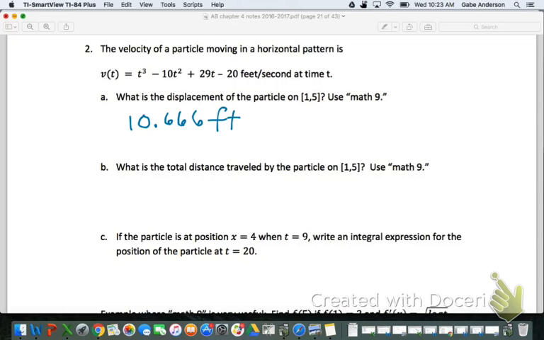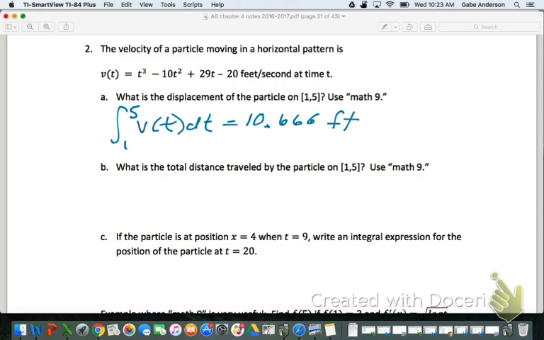You have to show what you did. And here's how you show what you did. It's what we wrote down earlier. You simply have to write this. Show me what you put in the calculator by writing integral from 1 to 5 of v of t dt, and then you can put 10.666, whatever it was, feet, and now you get full credit. So you must show the definite integral that you used.